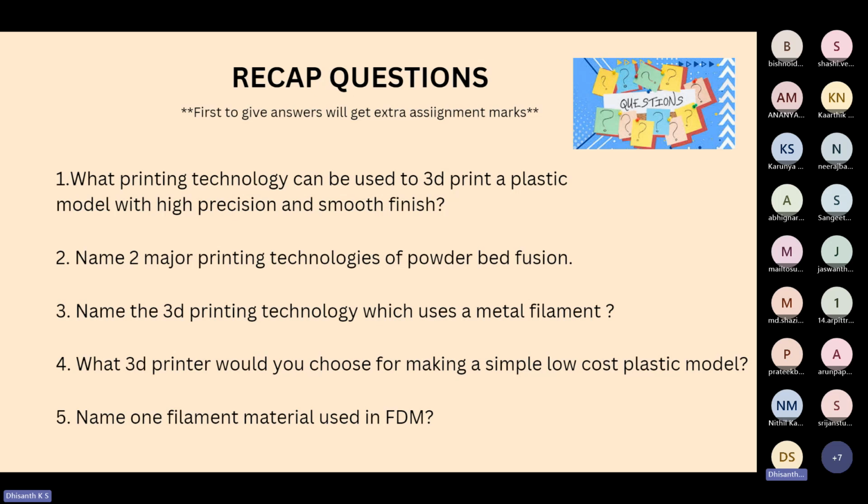What 3D printer would you choose for making a simple low cost plastic model? And the answer is FDM. FDM is used to make simple low cost plastic models. Name one filament material used in FDM. Polylactic acid.